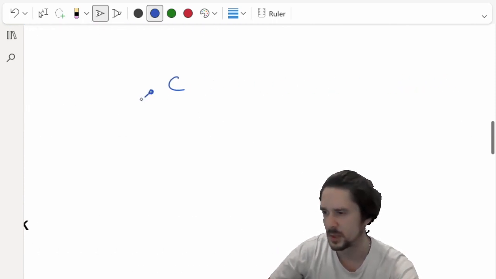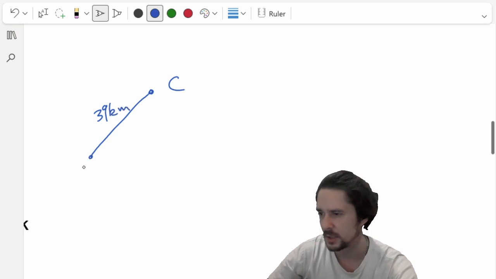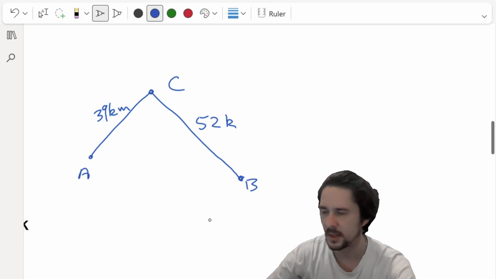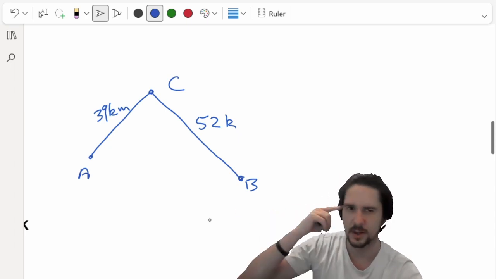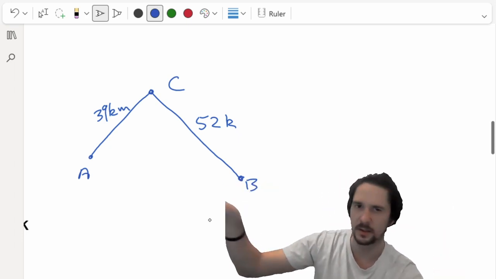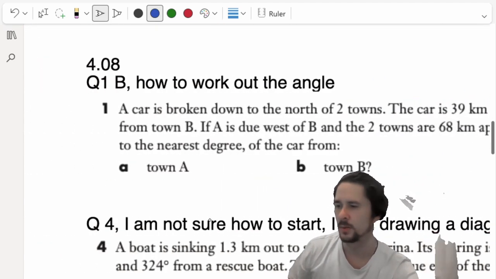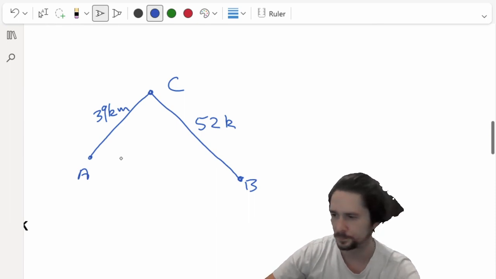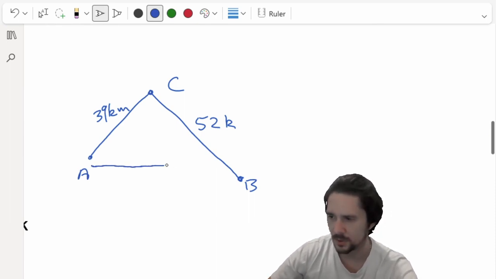So I'm just going to say that that's 39 k's. So this is town A. And then if I remember correctly, that's 52 k's. So this is town B. Now, I think I've probably drawn the diagram wrong because I have a recollection that these are meant to be due east-west. That's okay, we'll work it out. So A is due west of B, and they're 68 k's apart. So I'm just going to draw a horizontal line, and we'll imagine that my diagram is perfect.